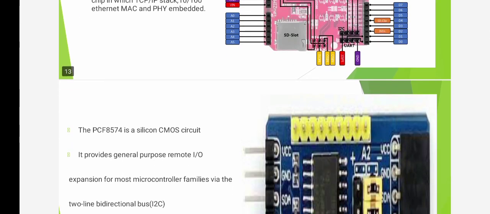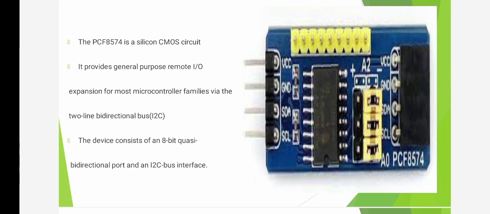Coming to the next slide, the PCF8574 is a silicon CMOS circuit. It provides general purpose remote input output expansion for most microcontroller families via the two-line bidirectional bus, that is I2C or I squared C. The device consists of an 8-bit bidirectional port and an I2C bus interface.